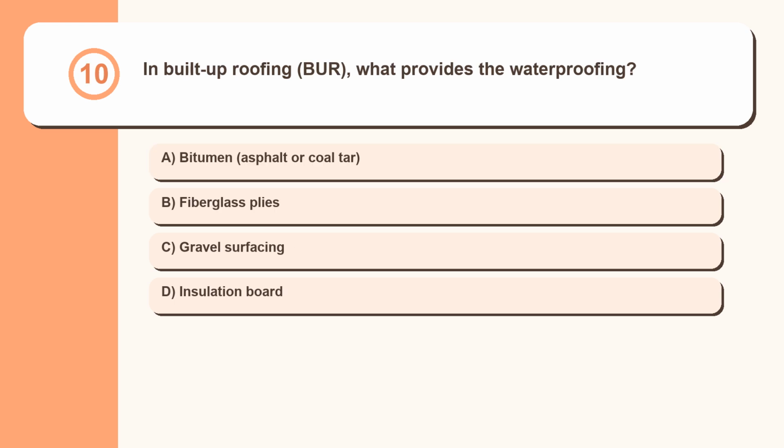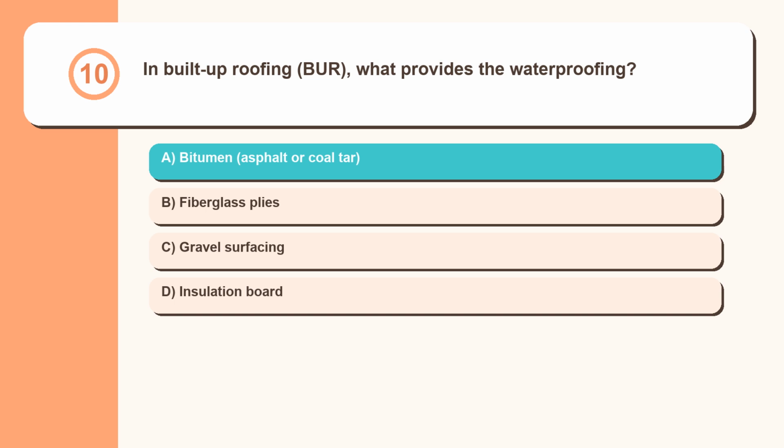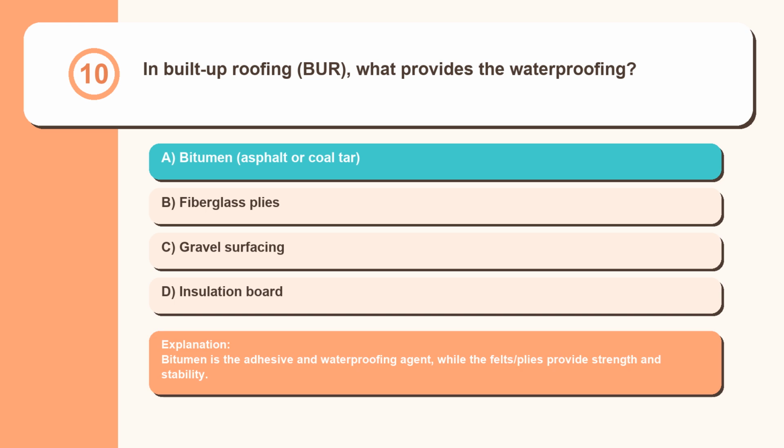Question 10. In built-up roofing, what provides the waterproofing? Bitumen, asphalt or coal tar, fiberglass plies, gravel surfacing, insulation board. Bitumen is the adhesive and waterproofing agent, while the felt or plies provide strength and stability.